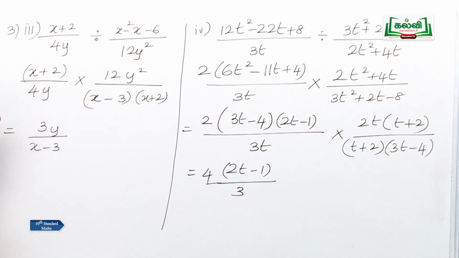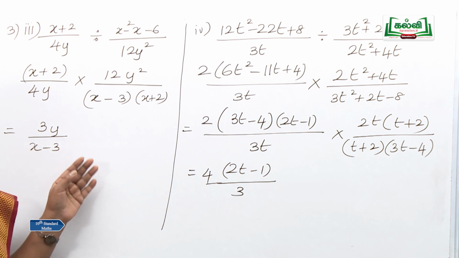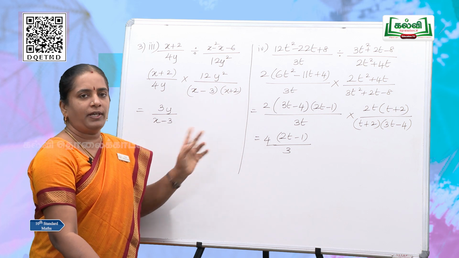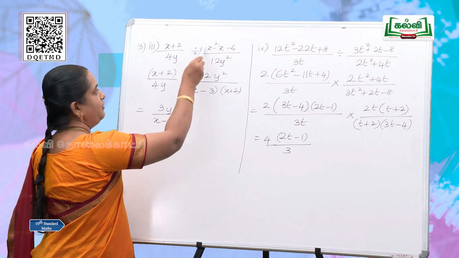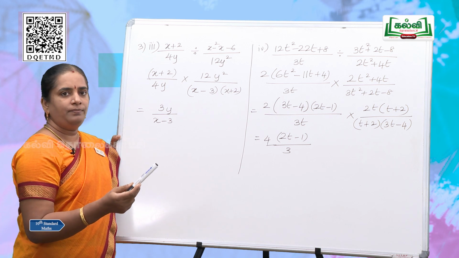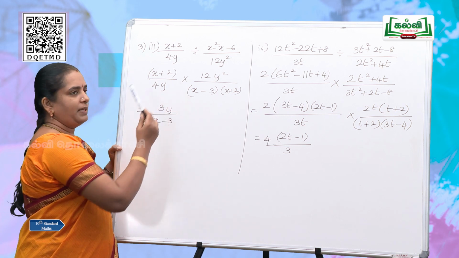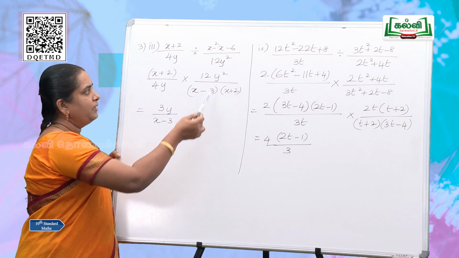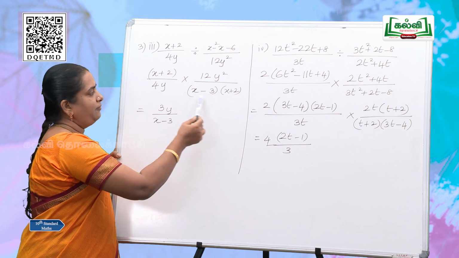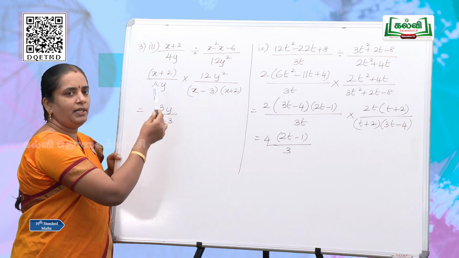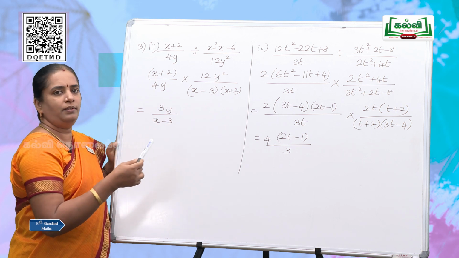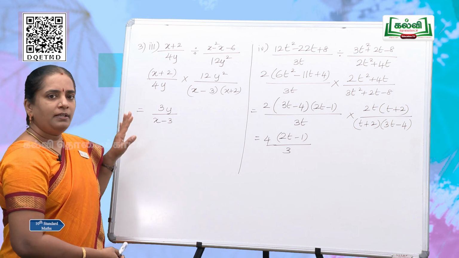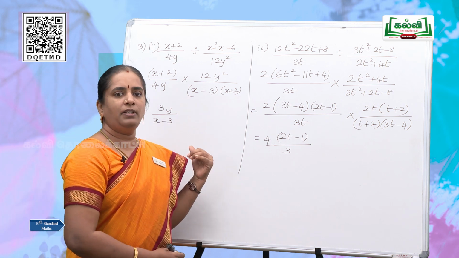See the sum, x plus 2 divided by 4y divided by another rational expression. First, we are going to factorize this rational expression. Before factorizing, we have to keep in mind that it is division. So, we are converting division into multiplication and taking the reciprocal of the second rational expression. Then we can factorize and cancel whichever terms are common in both the numerator and the denominator. We get the answer as 3y by x minus 3. Try these sums by yourself and check with the answer.